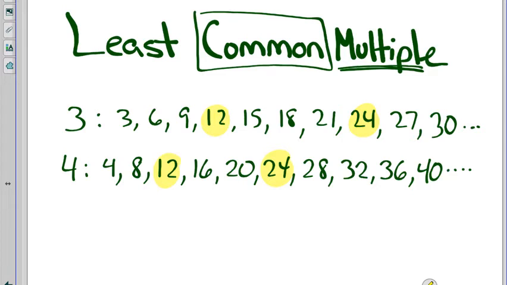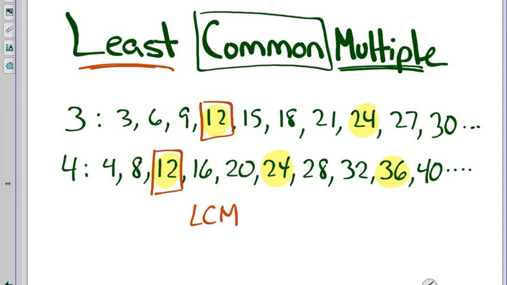And actually, they would both have a 36. I didn't go that far with 3. But you can see every 12, I have another common multiple. And so I have an infinite number of common multiples of 3 and 4. But what I'm looking for is the least of them all. I'm looking for the least. And so if I did that, the least is the smallest. That would be 12. So the least common multiple of 3 and 4 is 12.